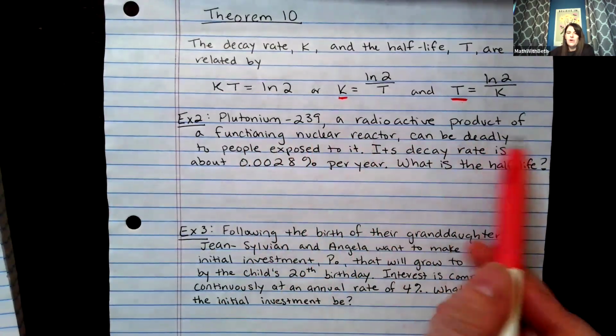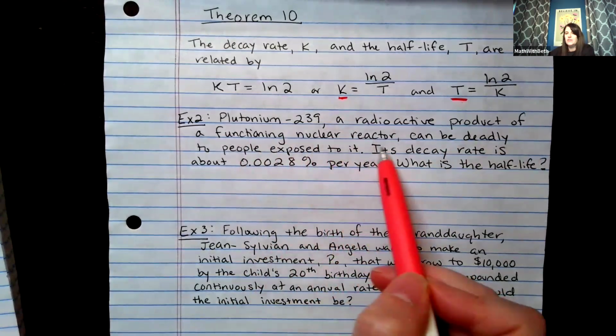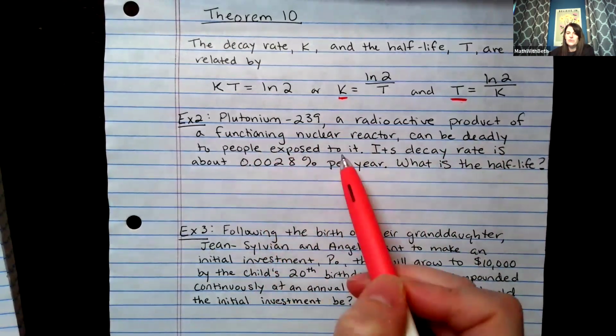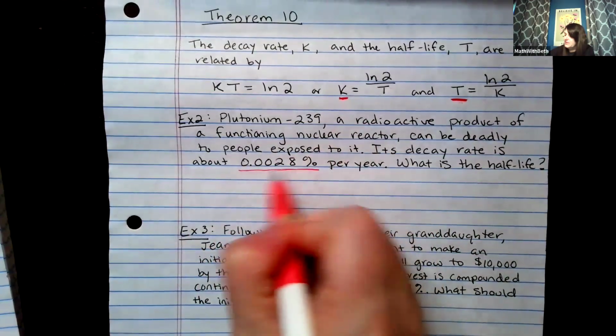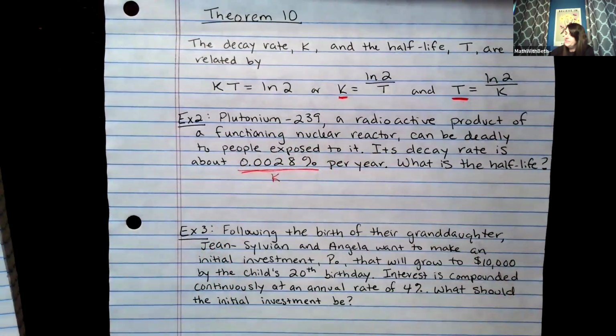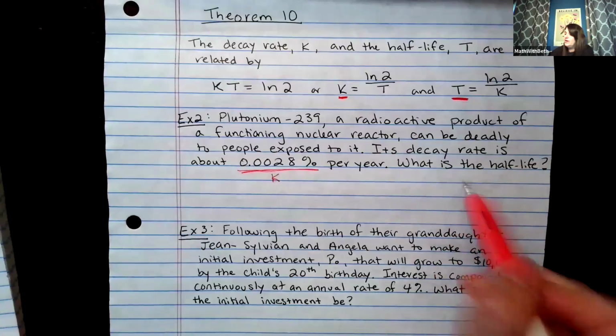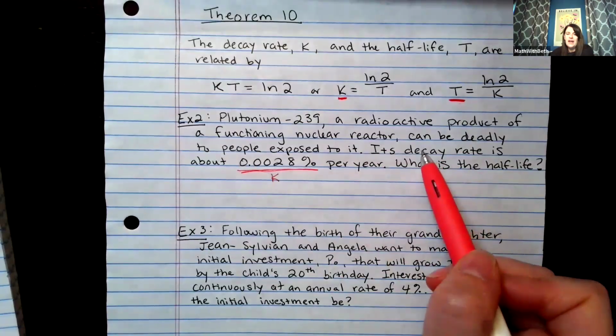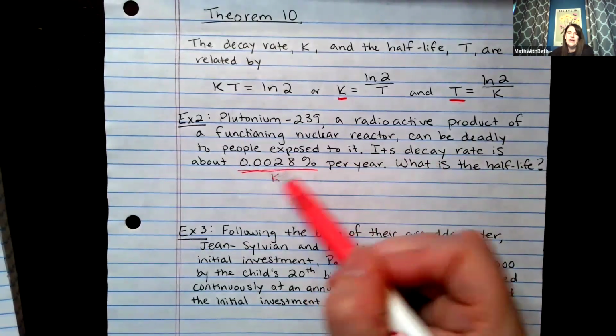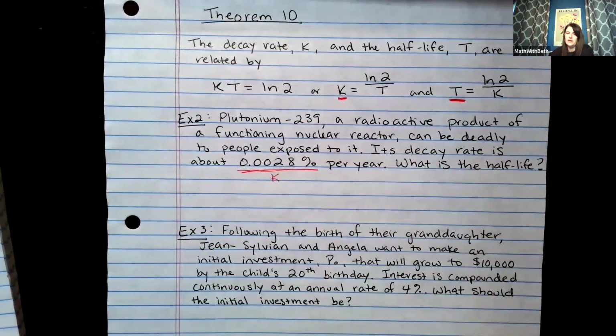Plutonium-239, a radioactive product of a functioning nuclear reactor, can be deadly to people exposed to it. Its decay rate is about this, which means that is our k per year. What is the half-life? Now remember, since it's decaying, this is really negative, right? The k is really negative.